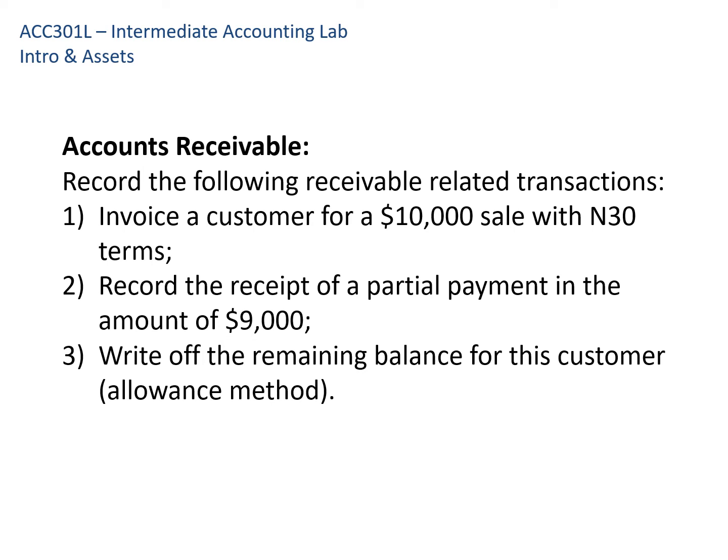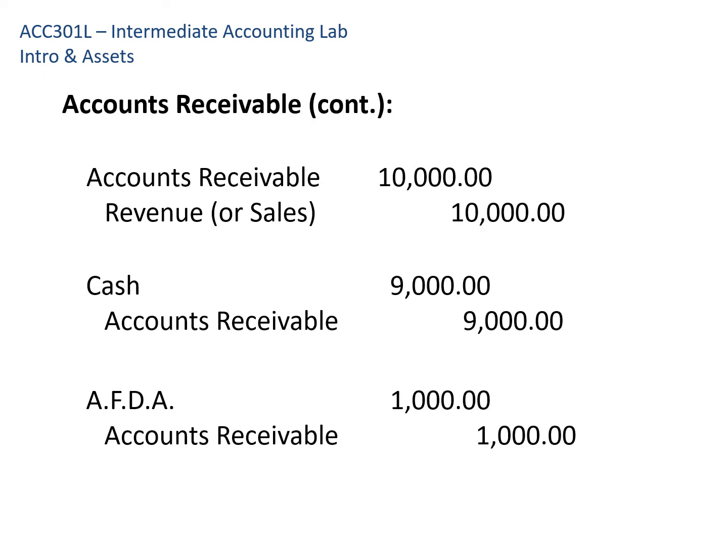So go ahead and pause the video, record that entry, and then unpause. Okay, your first entry would be to debit accounts receivable for $10,000 and then credit a revenue account. It could be sales or consulting revenue or some specific kind of revenue account for $10,000.